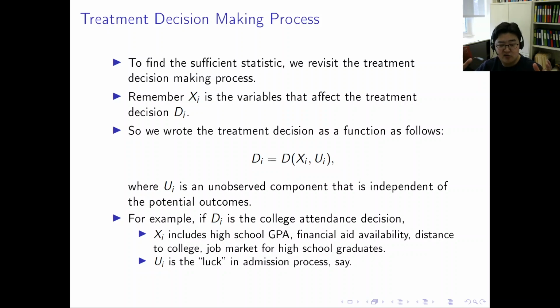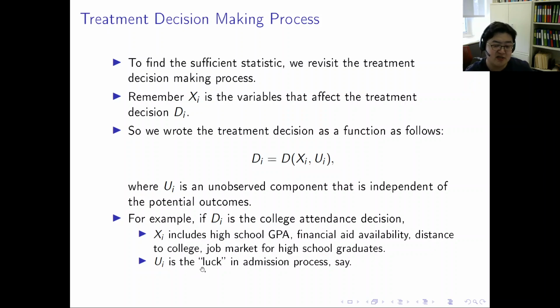Things like that. You may include more variables if possible, like parents' education level, or region, age, like year, or a lot of variables. A lot of observed variables can be included in X as long as it affects your college attendance decision. And still there are remainders. Remainders are just collected into U, and let me just call this the luck.